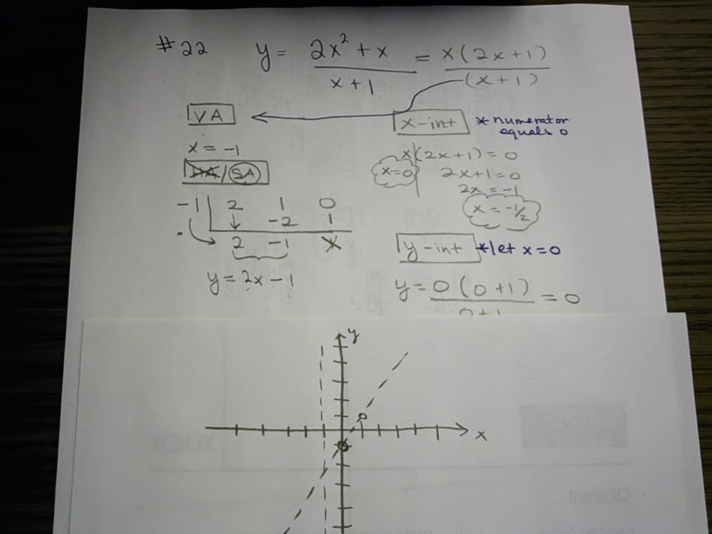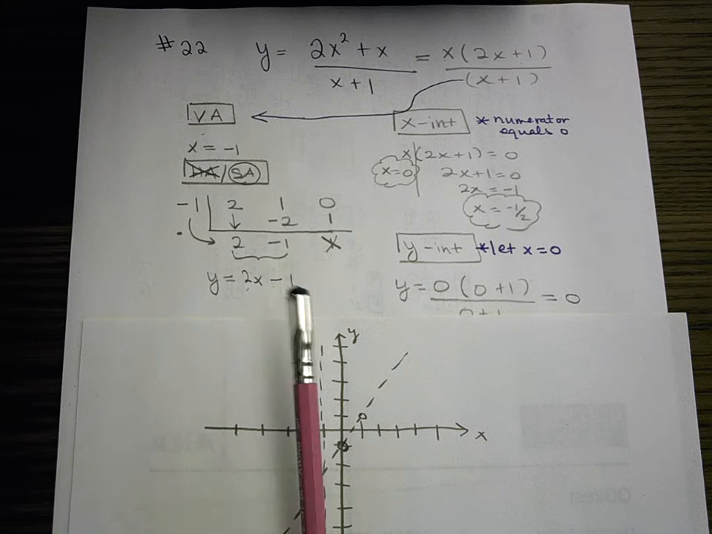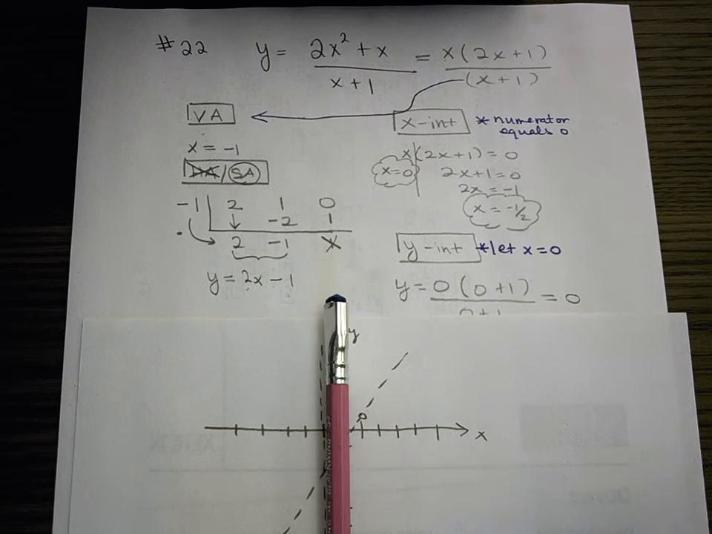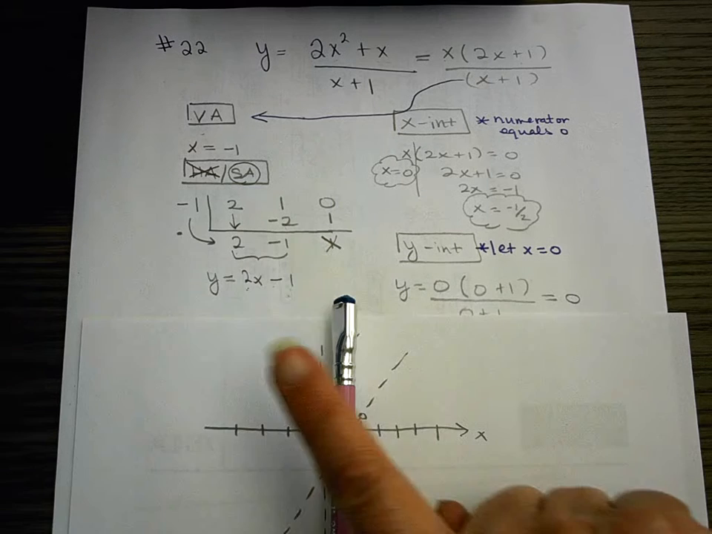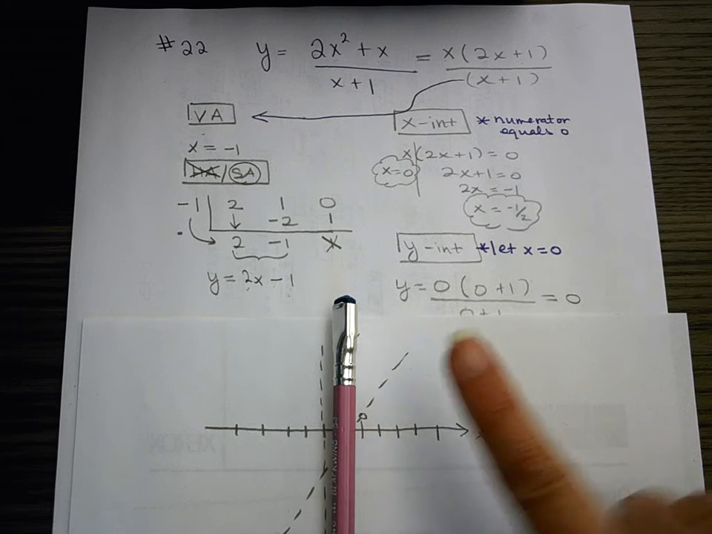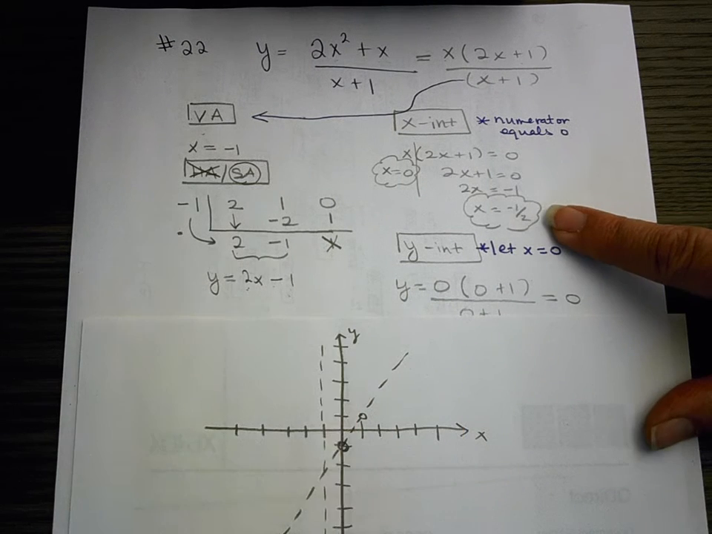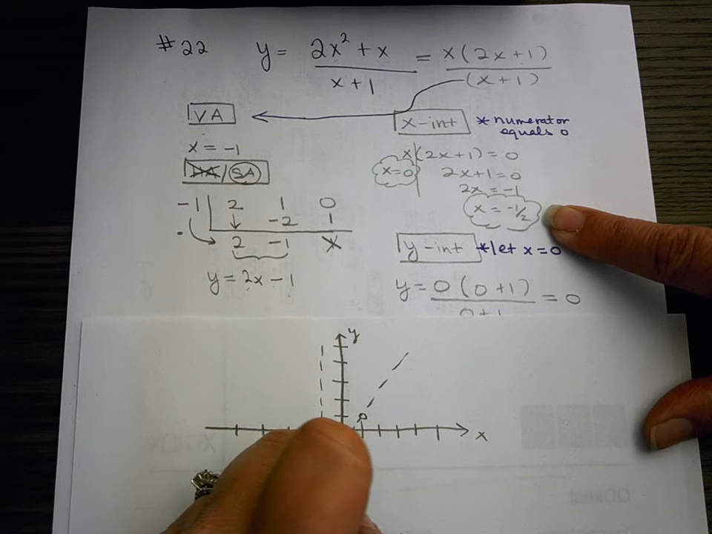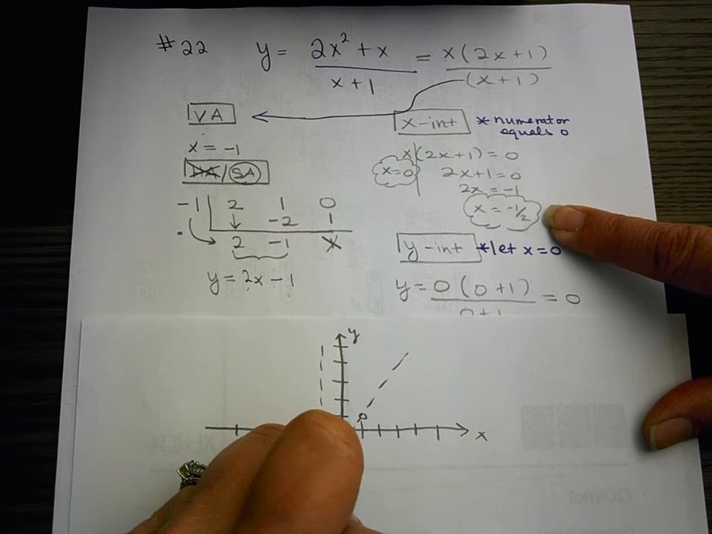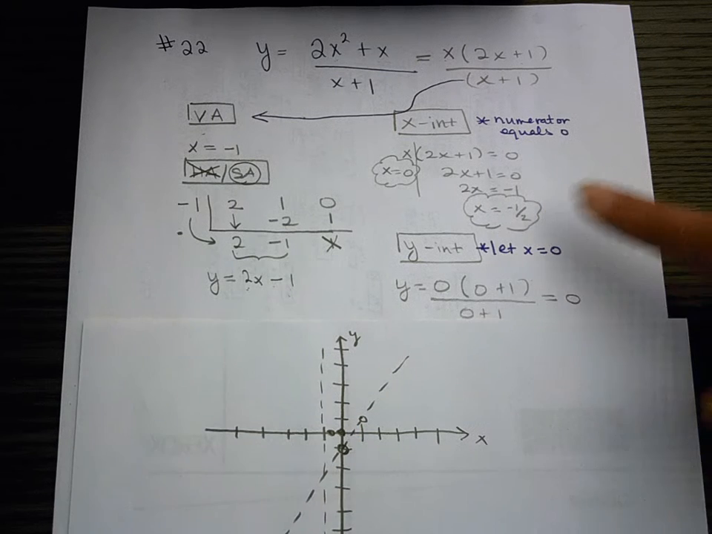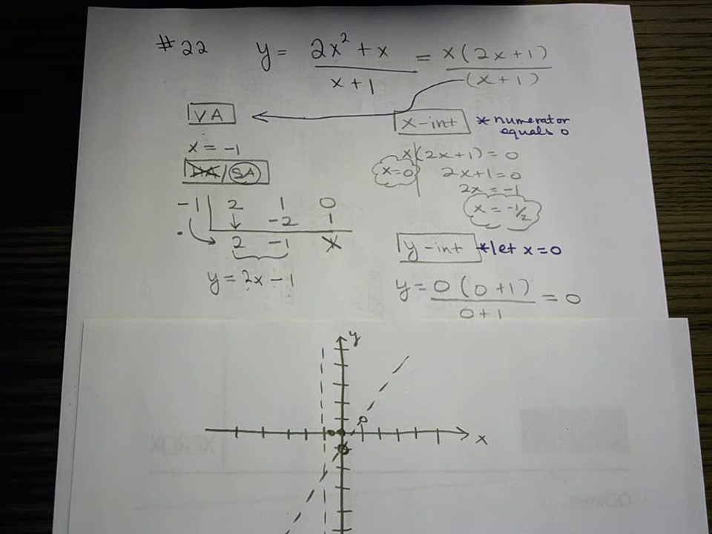And so what I know is that when I have a vertical asymptote, so this is my vertical asymptote, I have a branch on the left of it and a branch on the right. So I need to have 2 graphs, one on either side of the vertical asymptote. So I have an x-intercept at 0 and -1/2. So kind of smushed in there, so that's really tight.